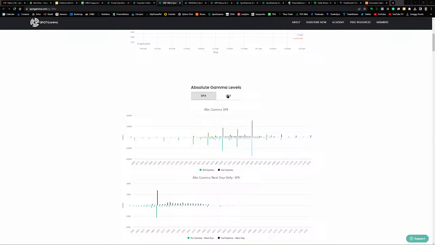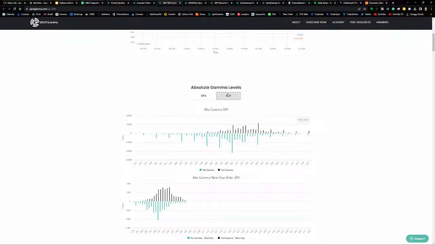So that's SPX. Let's take a look at SPY. And for SPY, 390 is the key gamma strike or the absolute gamma strike. And the put wall moved up to that level as well. So 390 is the put wall and the key gamma strike. And then the call wall is at 397. There it is. The strike with the largest net positive gamma.